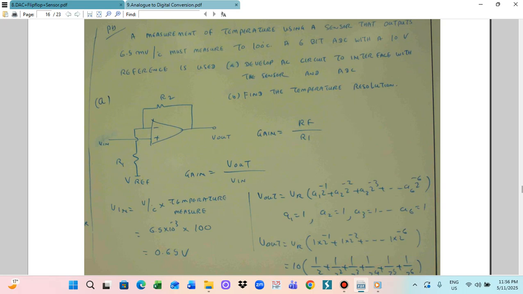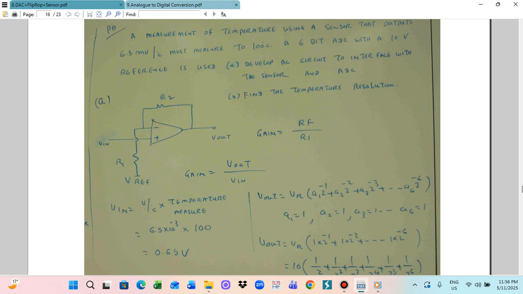So to calculate the gain, we also have a formula. The gain formula is equal to Vout divided by Vin. So this is the formula to calculate the gain. The Vin we already know, so the Vin value is as follows, and Vout we have to find.